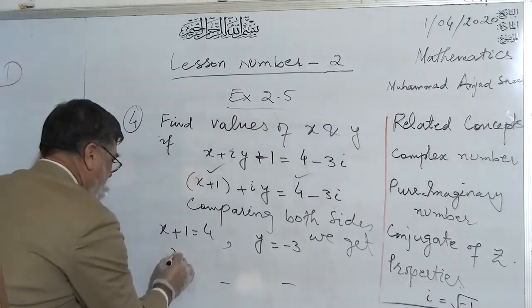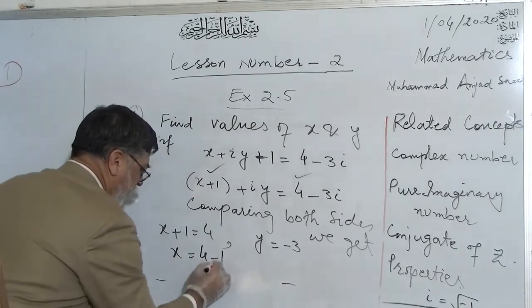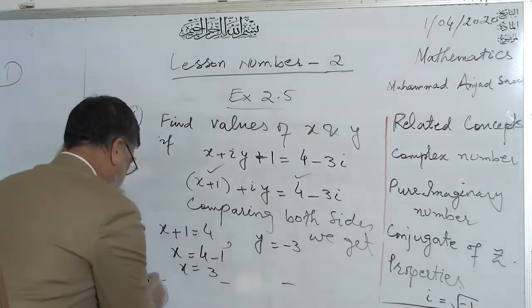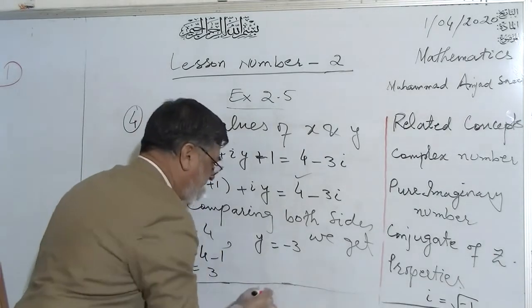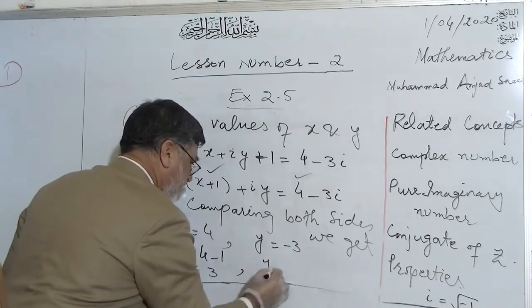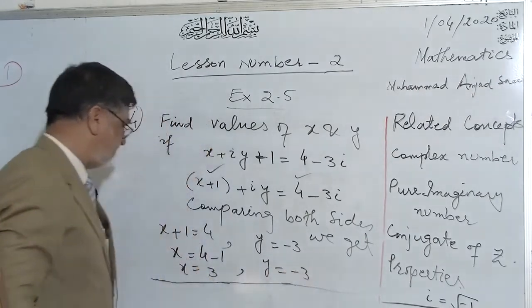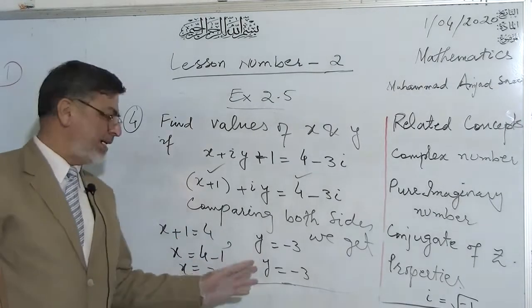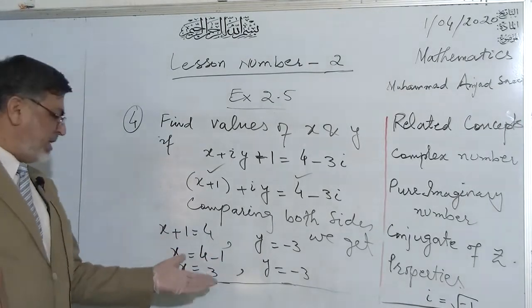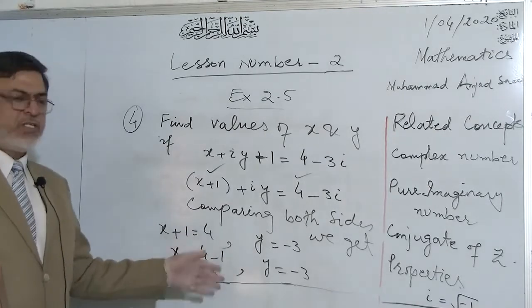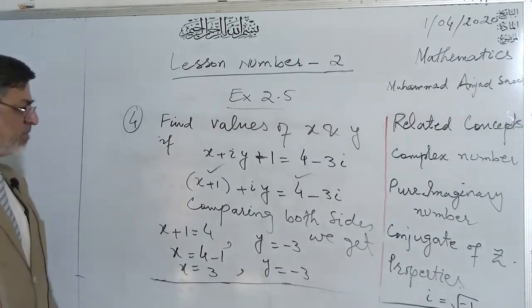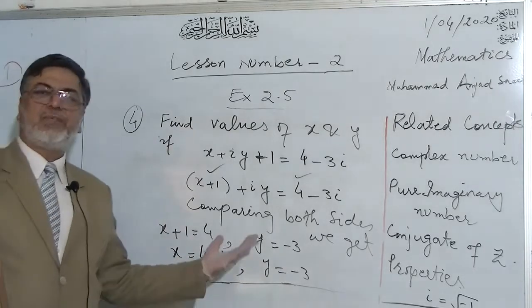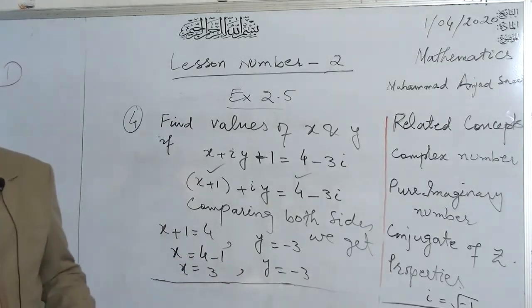So here we can have x is equal to 4 minus 1, and x is equal to 3. And here is y is equal to minus 3. You take this plus 1 to the right hand side, you know that this is very easy. Sign will change and 4 minus 1 is 3. So in this case, you have found the values of x and y.